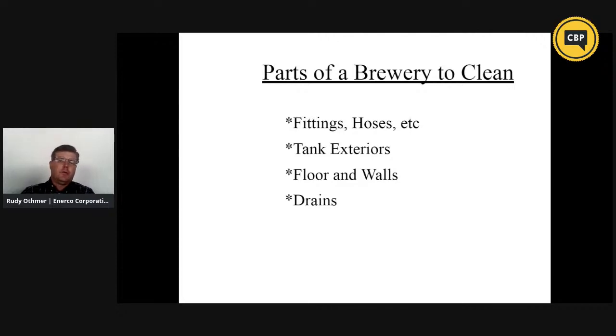We want to make sure we keep our tank exteriors clean and sanitary, not only because we want the folks that are eating or drinking at the bar and looking through the window to enjoy what they're seeing, but also from the standpoint of GMP. Floors and walls, again, and then we don't want to forget about our drains.